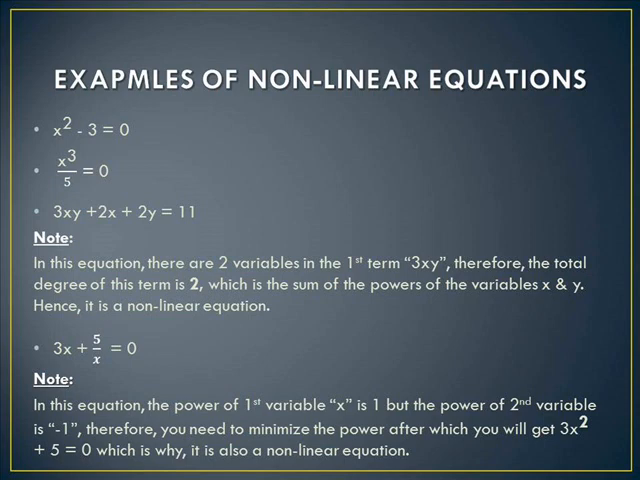The fourth equation is 3x plus 5 over x is equal to 0. In this equation, the power of the first variable x is 1, but the power of the second variable x is minus 1. Therefore, we need to minimize the power, after which the equation becomes 3x square plus 5 is equal to 0, which is why it is also not a linear equation.